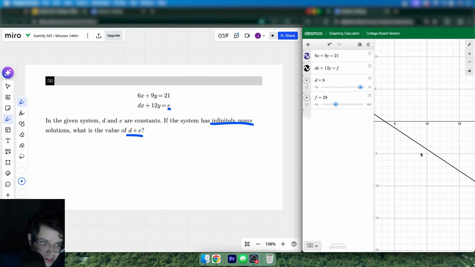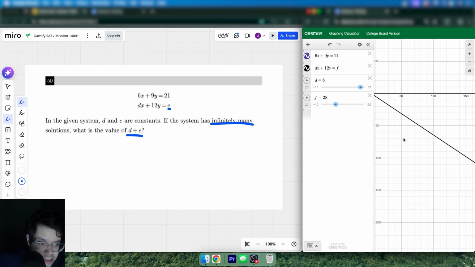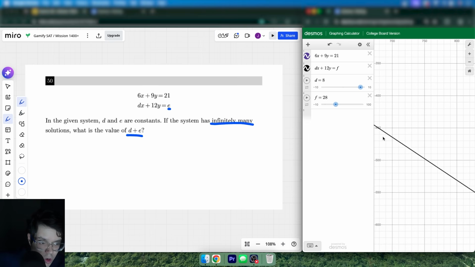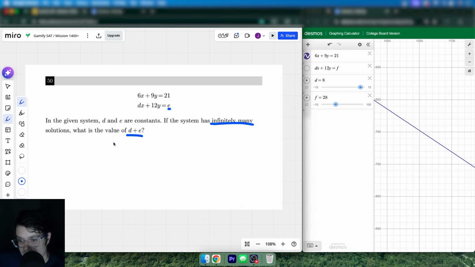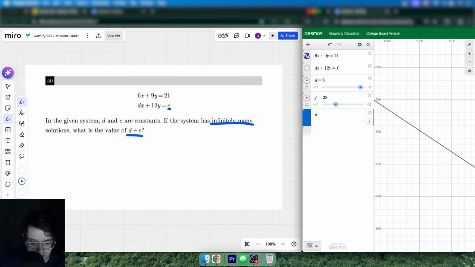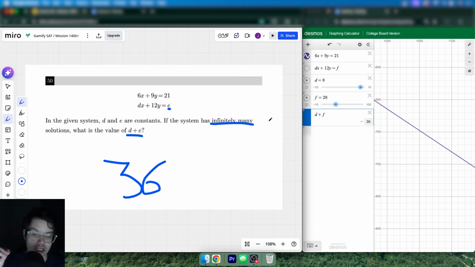And it might just be, yeah, it looks like it's just exactly there. If D is equal to 8 and F is equal to 28, if I go all the way down here, if I make this go away, they're the exact same line. And so it's asking here, what's D plus F? So D plus F would be 36. So you're seeing here, you can literally kind of cook the books in a way to make it so they have no solution or they have infinite solutions or whatever, just depending on where you make these.